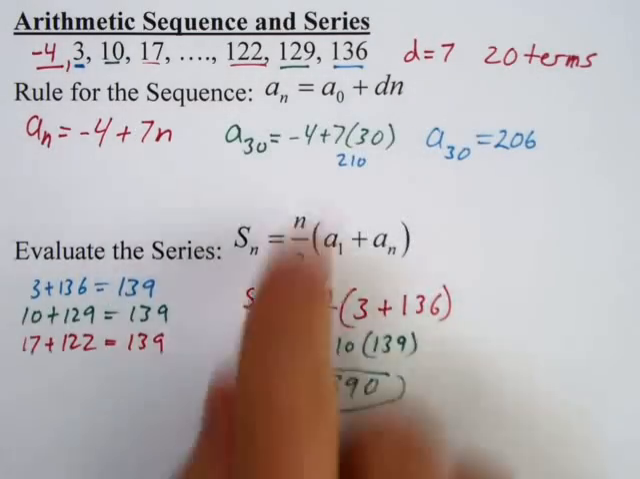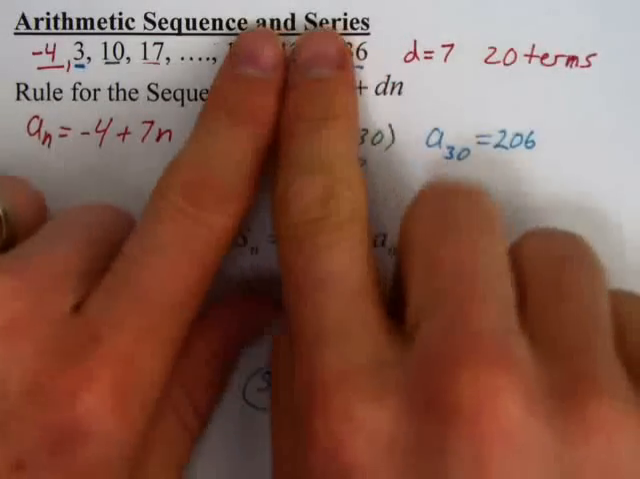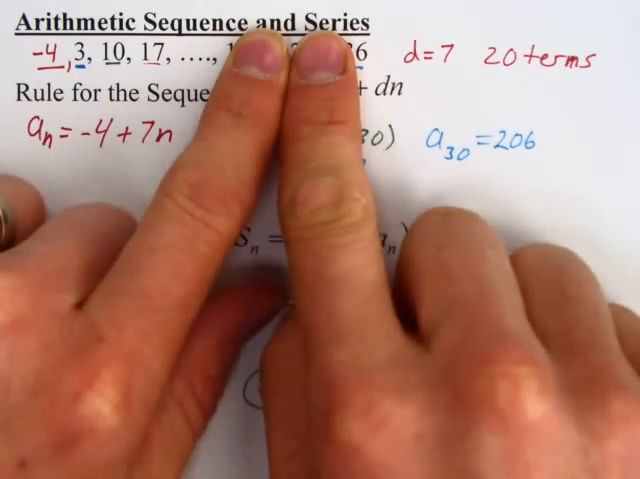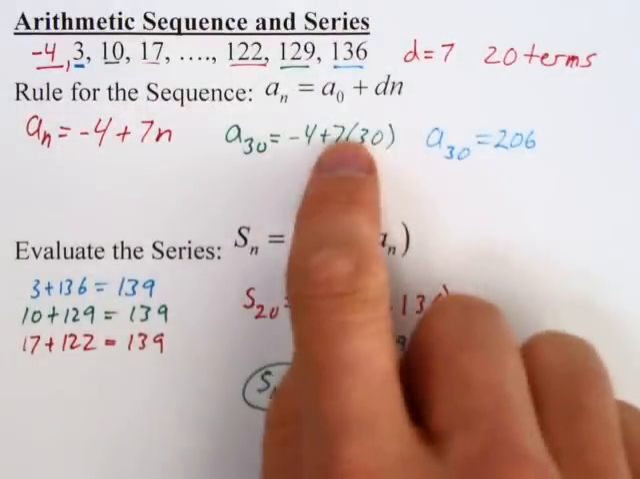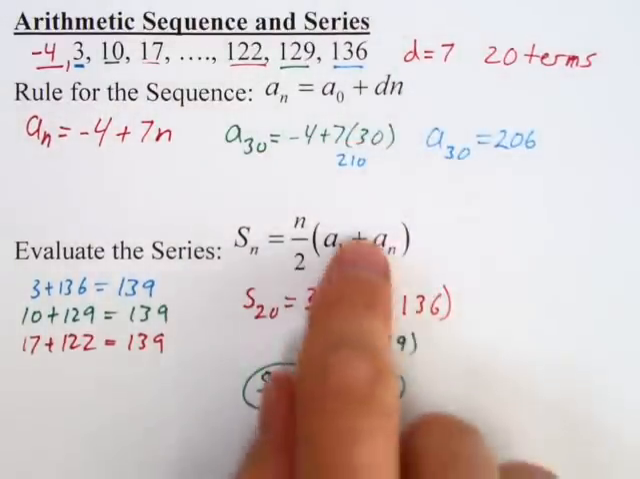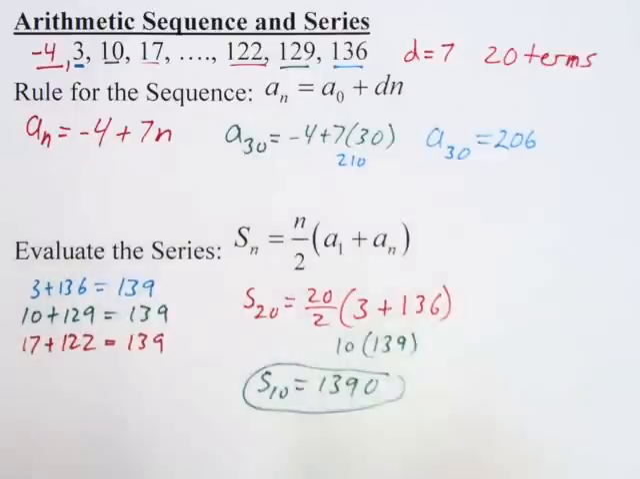Now, a lot of times we don't give you this right here. We just say, add up the first 20 terms. So how would I have found 136? Well, I just would have plugged 20 into this equation. Then I would have this last term. That's sometimes annoying with arithmetic series. You have to kind of get that last term before you can do anything. So hopefully this helps you.